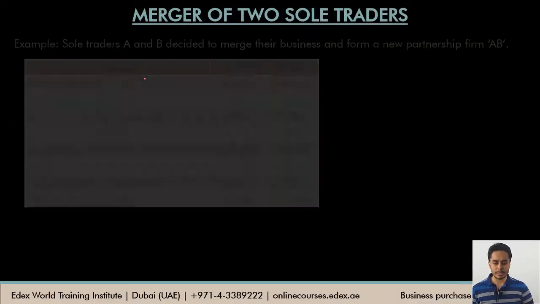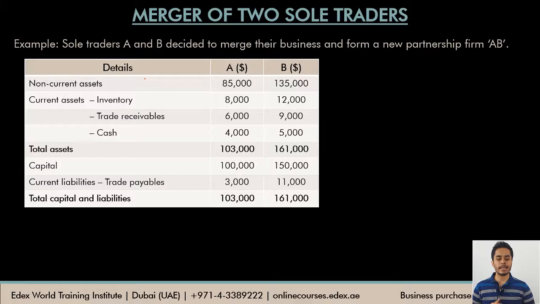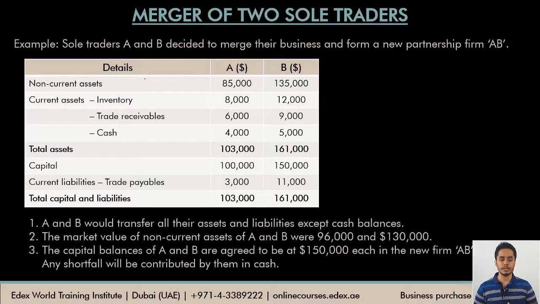So we have an example here wherein two sole traders A and B decide to merge their business, form a new partnership firm AB. The balance sheet of the existing sole traders are given. We have some additional information. A and B would transfer all the assets and liabilities except the cash balance. They would not transfer that to the partnership firm.